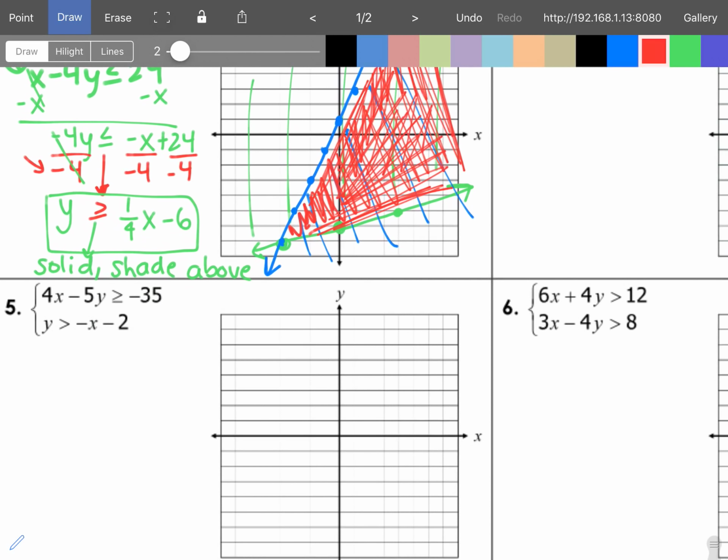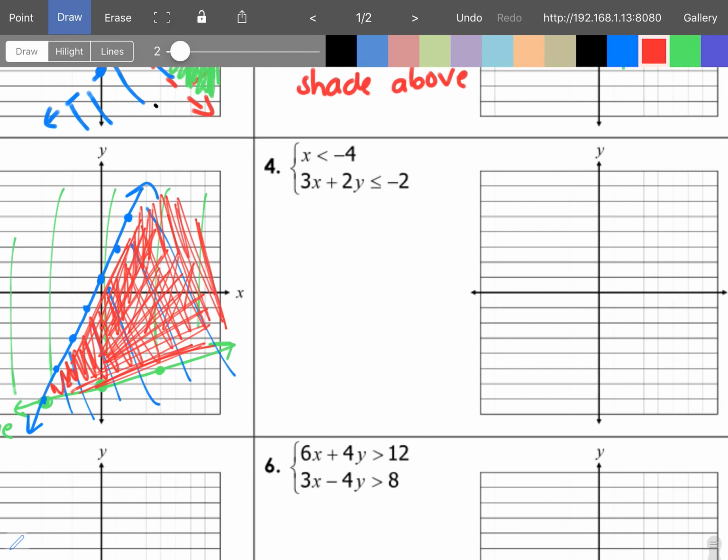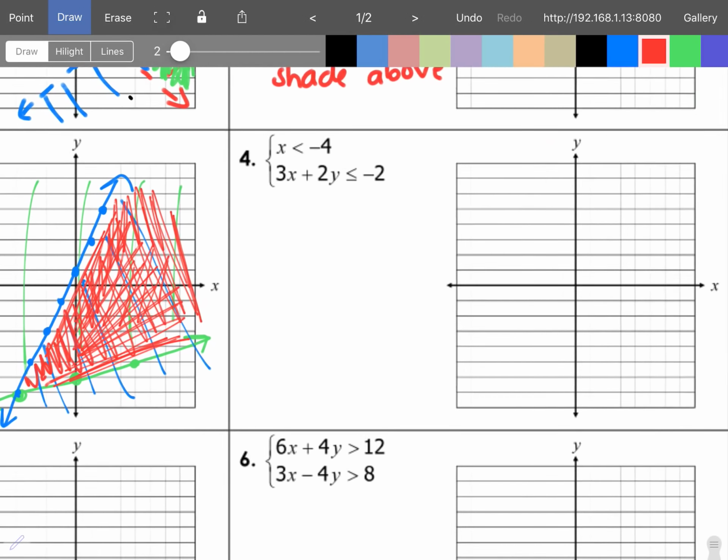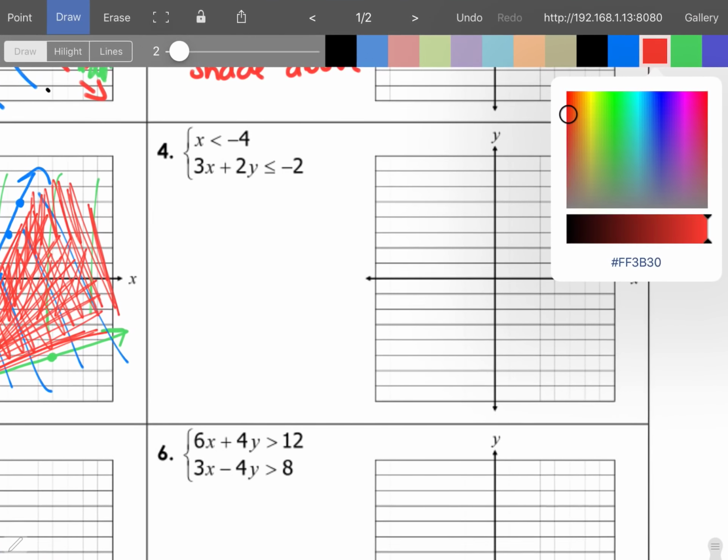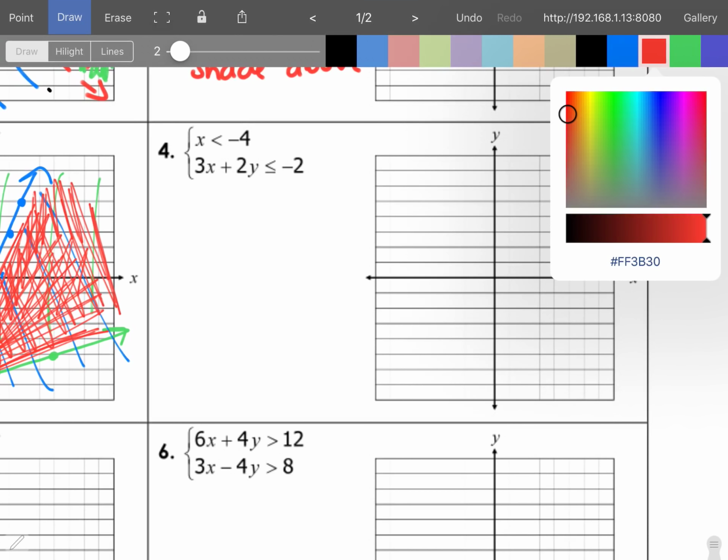Let's try number 4. And then I'll have you guys try a couple. So number 4, x is less than -4. Okay, let's do that one in red.